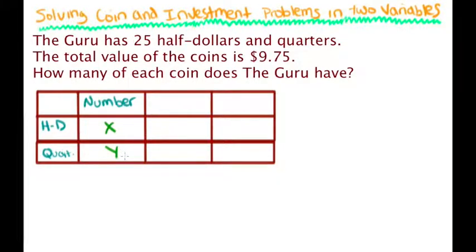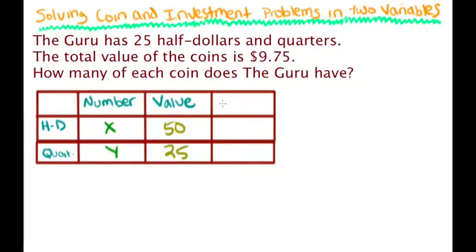You can use A and B. You can use Q and Z. You can use any variable. Okay, so we have X and Y for a number. Our next column is going to be value. Well, we know how much each coin is worth, right? Half dollars are worth 50 cents, so I'm going to put 50. And quarters are worth 25 cents, so I'm going to put 25.